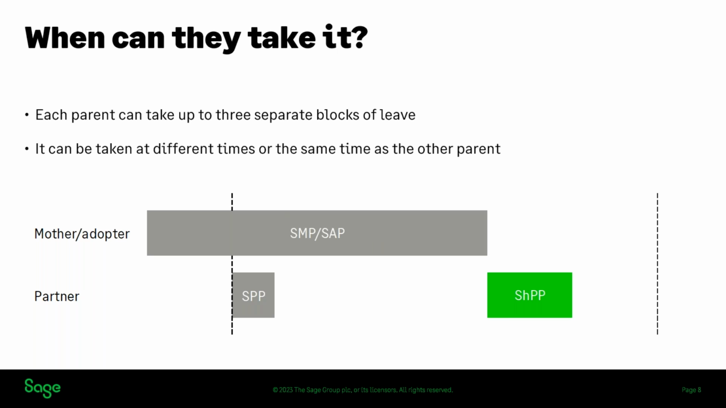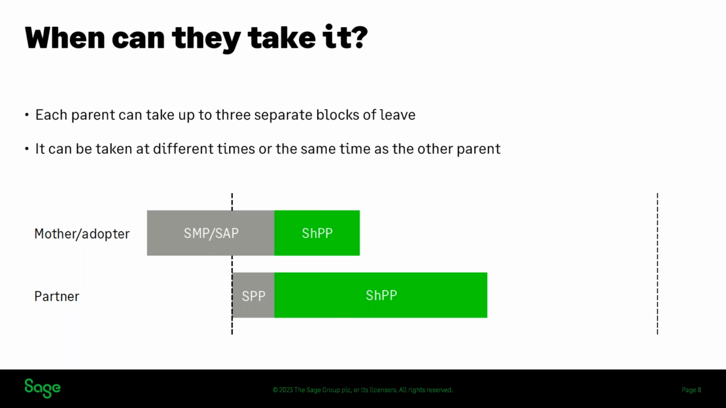Now, if they decide that they're going to end the maternity or adoption leave early, so in this case the mother or adopter has decided to end it early and hand over the remaining leave, the partner can be paid for whatever number of weeks entitlement is remaining. That is how it used to work with additional paternity pay, where a mother could end their leave and then the partner would continue from that point.